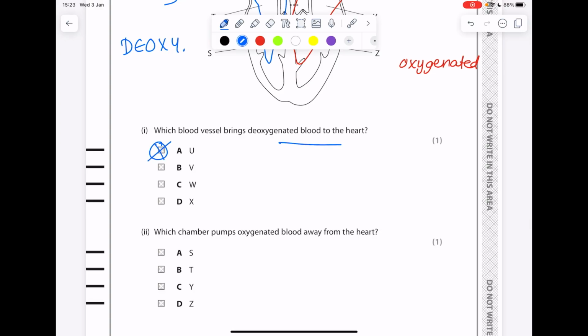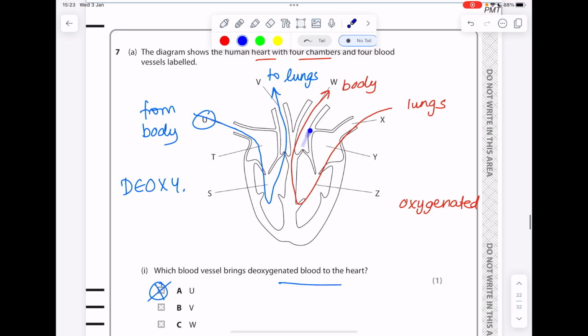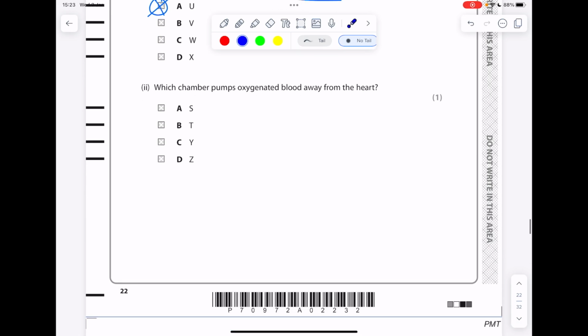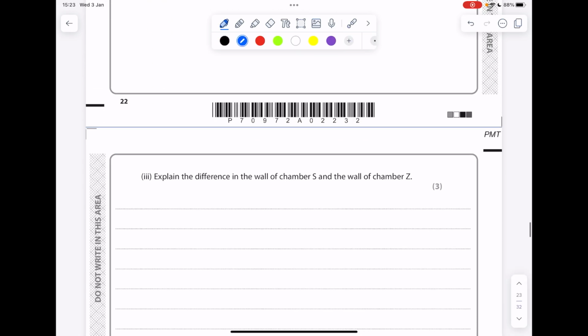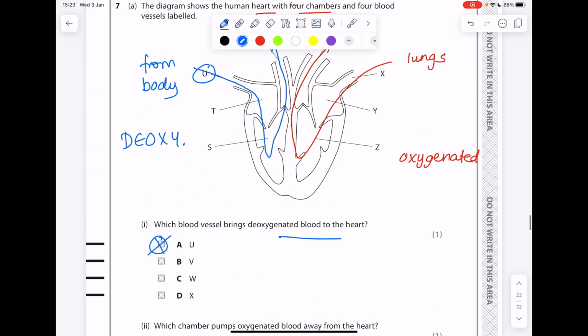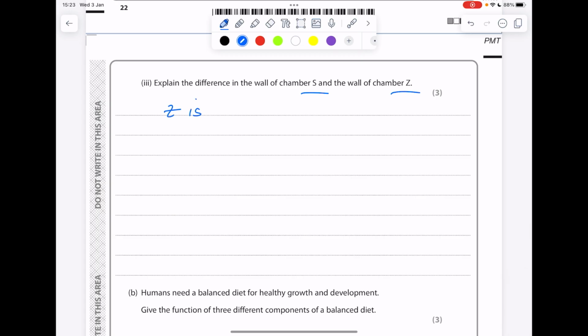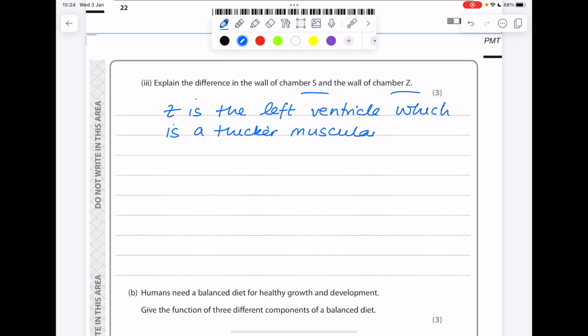Which chamber pumps oxygenated blood away from the heart? So it's leaving here via the aorta, so the chamber responsible is the left ventricle, down here Z. Explain the difference in the wall of chamber S and chamber Z. So we're comparing the thickness here. So Z is the left ventricle, which is a thicker muscular wall, as it must pump the blood at much higher pressure and much further.